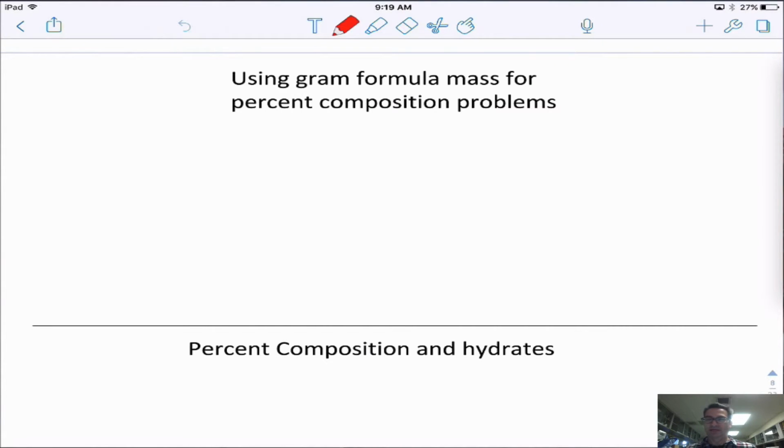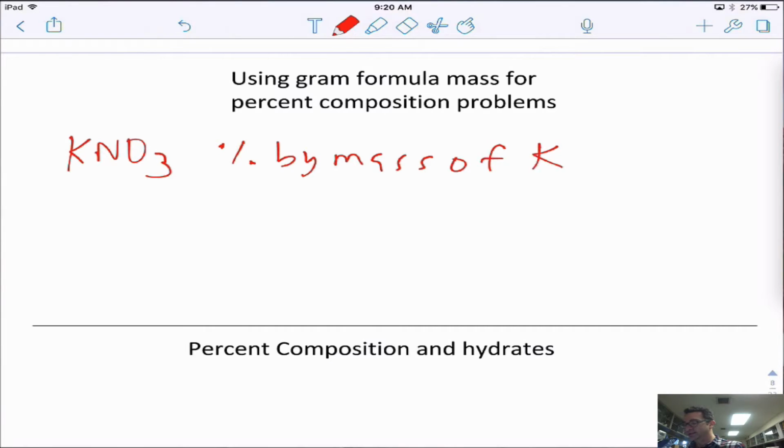Okay, welcome everybody. So today we're going to discuss the second part of stoichiometry, which is using the gram formula masses that we practiced with a lot yesterday to do things like percent composition problems. So let's take, for example, if you had something like KNO3. And I asked you, well, what's the percent by mass of potassium in this compound?